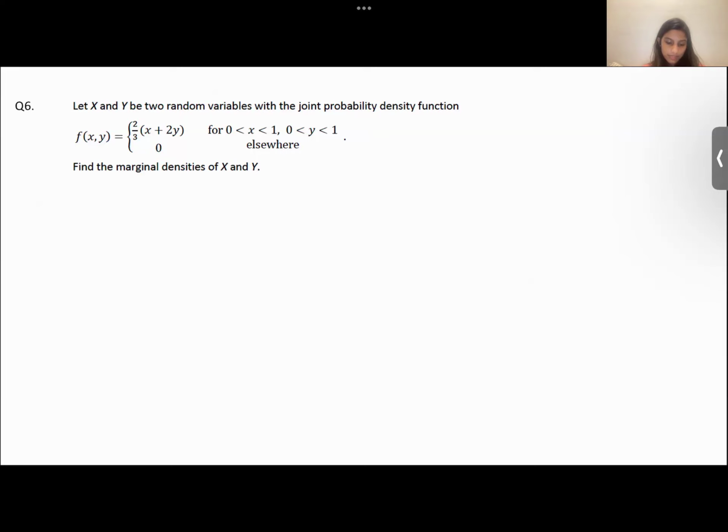So first, marginal density of x. You have to apply the limit of y, which is 0 to 1. Marginal density of x is equal to the integral of y from 0 to 1 of 2 by 3 into x plus 2y dy.